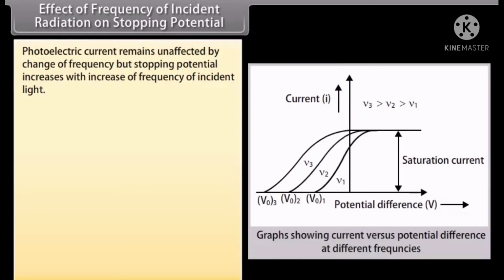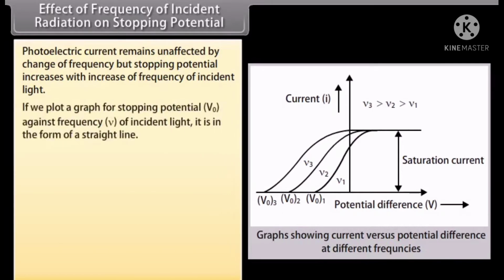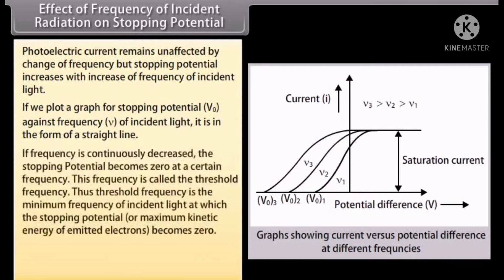Effect of frequency of incident radiation on stopping potential. Photoelectric current remains unaffected by change of frequency, but stopping potential increases with increase of frequency of incident light. If we plot a graph for stopping potential V0 against frequency ν of incident light, it is in the form of a straight line. If frequency is continuously decreased, the stopping potential becomes zero at a certain frequency. This frequency is called the threshold frequency.